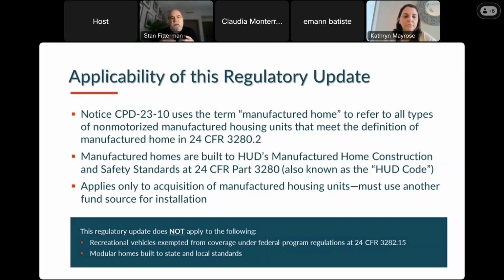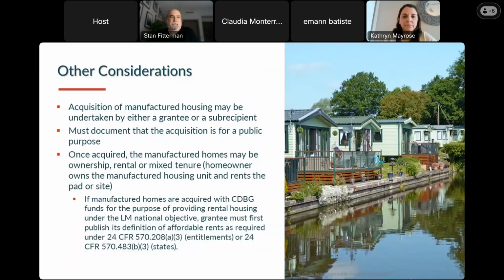I also want to make sure that it's clear that RVs are exempted from coverage under federal program regs. This update does not apply to those. And modular homes, which are factory-built homes that are built to state and local codes, are also not part of this update, not included in this notice.